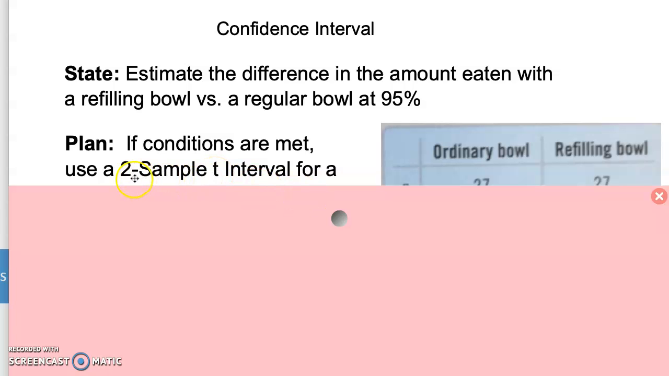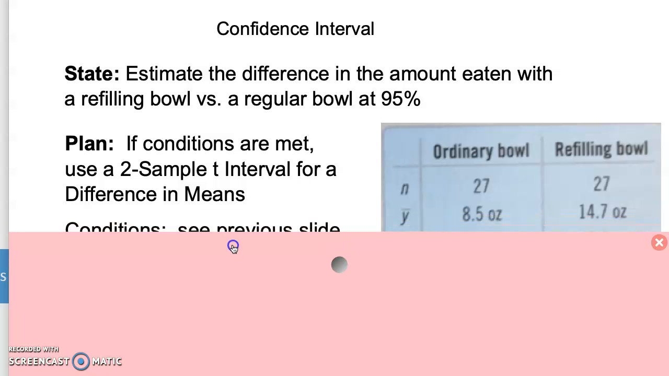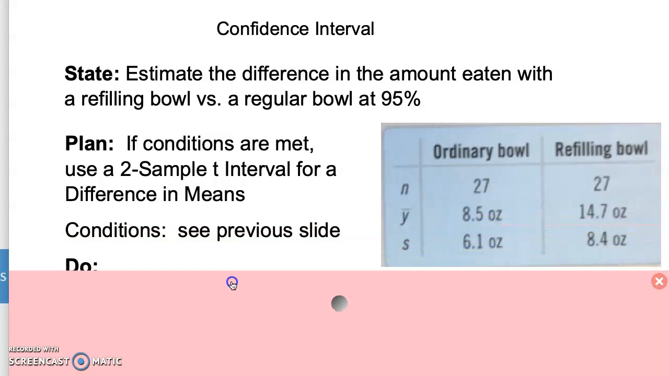On the calculator, it is... oh, no, I'm sorry. What is it on the calculator? I'll come back to that. All right, 2-sample t interval for a difference in means. Here's our data again, just so we can see. Conditions we checked on the previous slide.